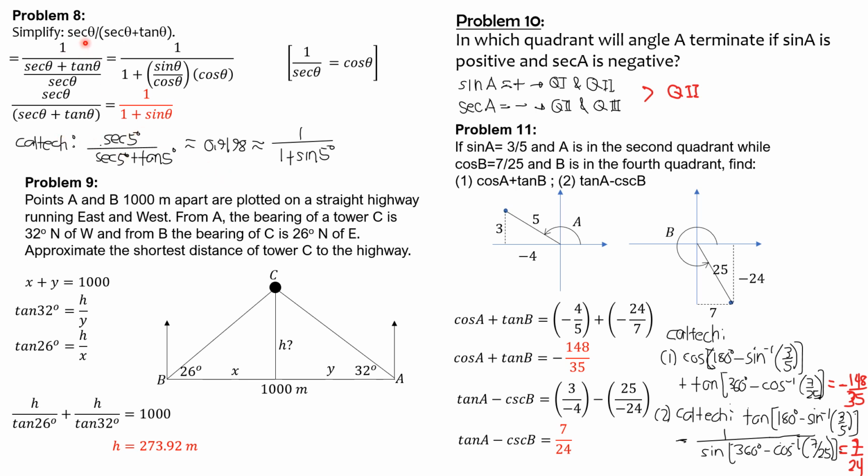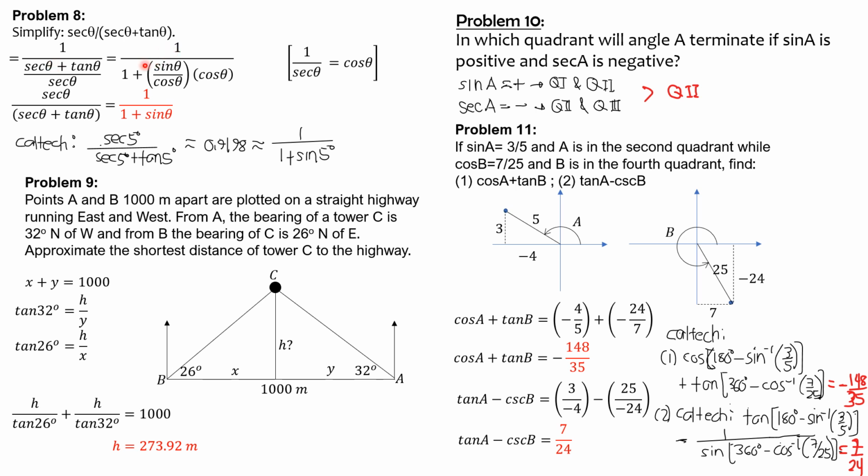So first, I'll present the solution. This is secant of theta over secant theta plus tangent theta. Then we can divide the numerator by secant theta, so 1, and you also divide the denominator by secant theta. Then distribute the secant theta in the denominator.